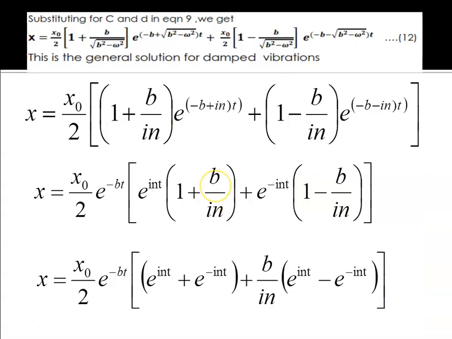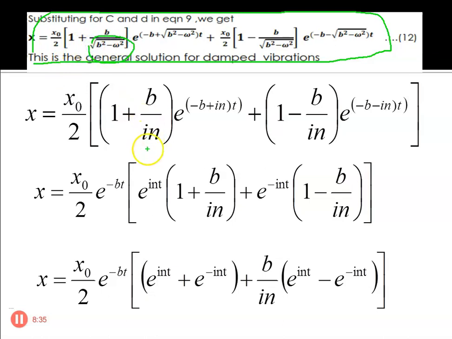So let us consider the general equation for an oscillating system that we derived: x is equal to x naught by 2, etc. In it I am going to substitute the factor of square root of b square minus omega square with in. Wherever square root of b square minus omega square is there, I am going to replace it by in. So here the second term, the third term, and also the fourth term. These are the places in which we are replacing square root of b square minus omega square by in.